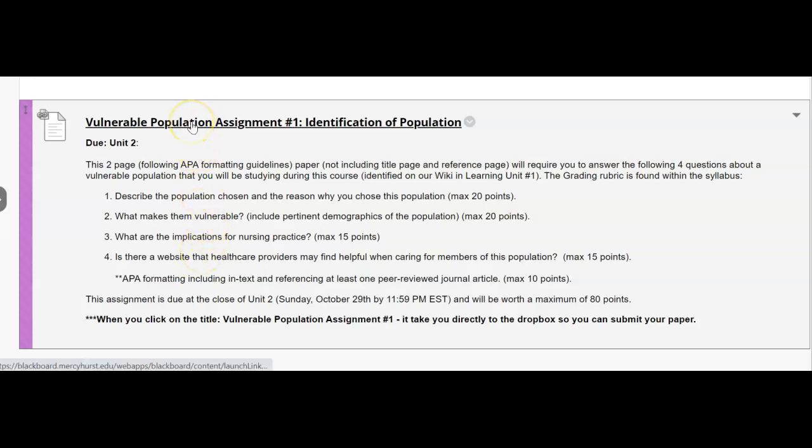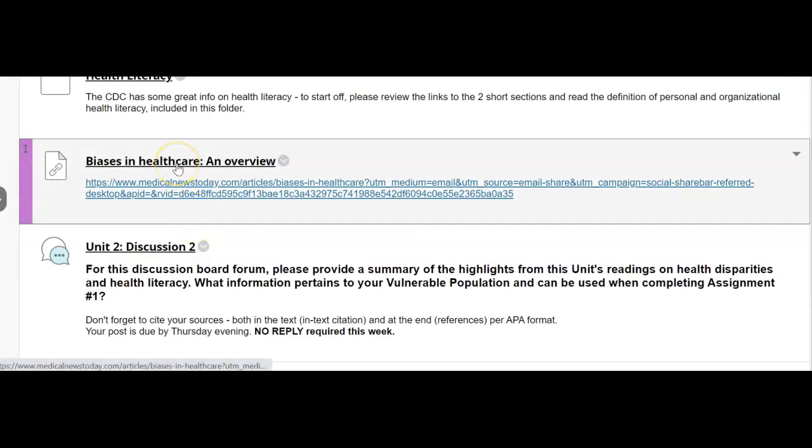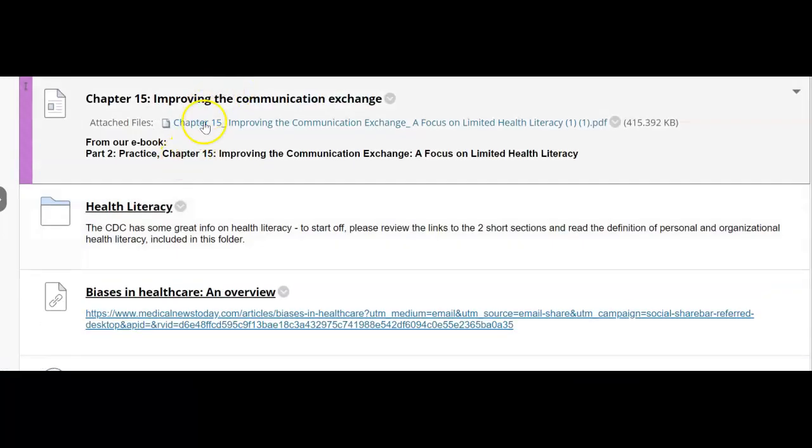So when you click on here, that's going to take you right to the link so that you can upload your document. So I hope you have a wonderful week. Actually, the readings aren't as overwhelming as I think they might sound. The readings in your Compassionomics book, I think, go relatively quick. And then there are just some short readings on health literacy and biases in healthcare. That's a quick read as well, and then chapter 15 in our ebook.